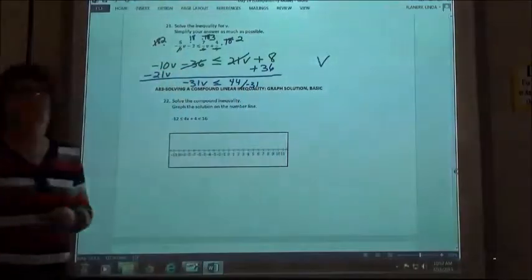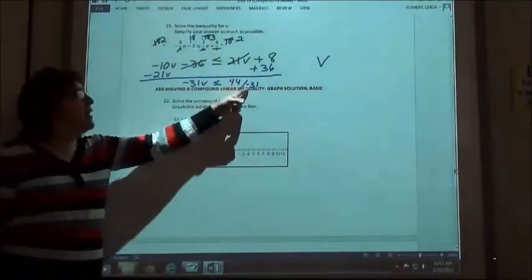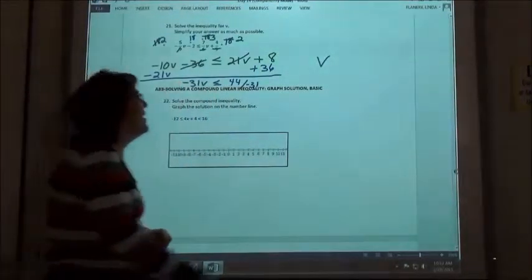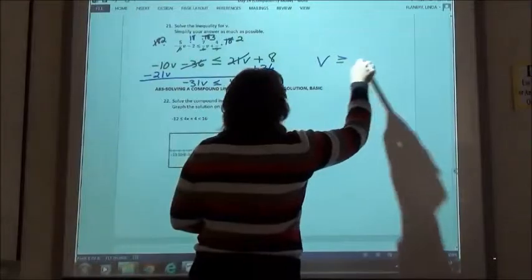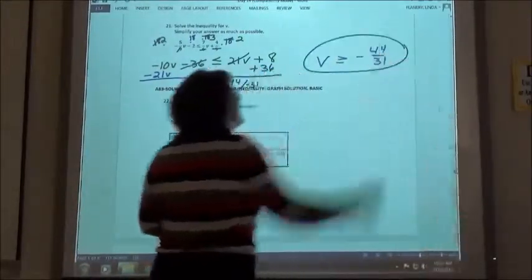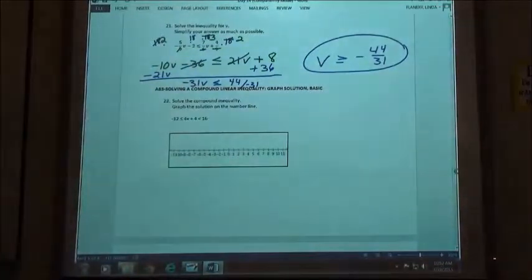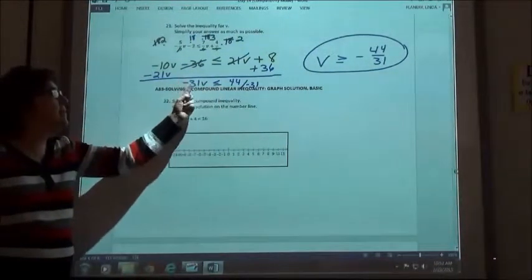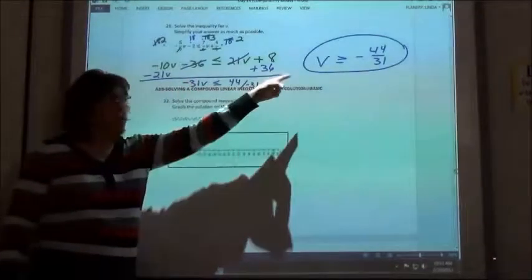Now, was it going to be just negative? It is going to be negative, and what else do you have to do because this was negative? Oh yeah, we have to flip this side. I've got to flip my sign, and it's going to be negative 44/31 then. So always watch that. When you're working with an inequality, a greater than or less than, if that's negative and you divide, that sign's got to flip.